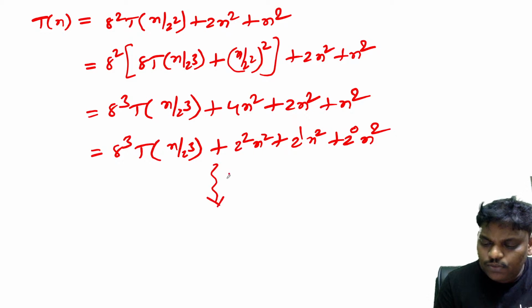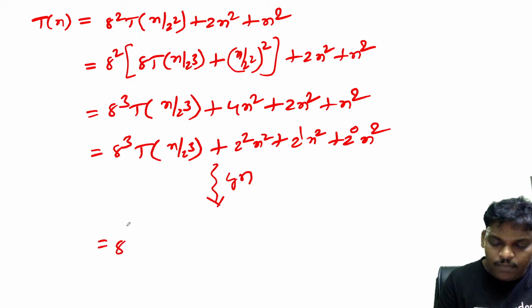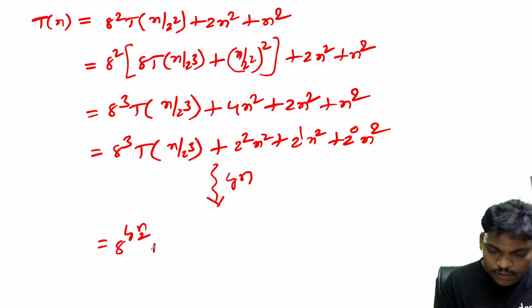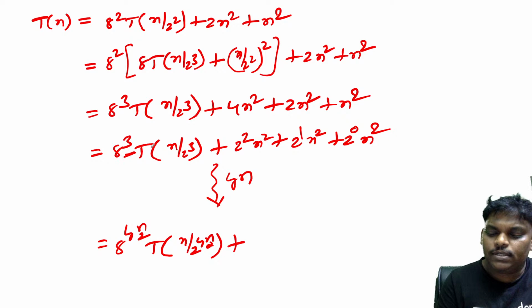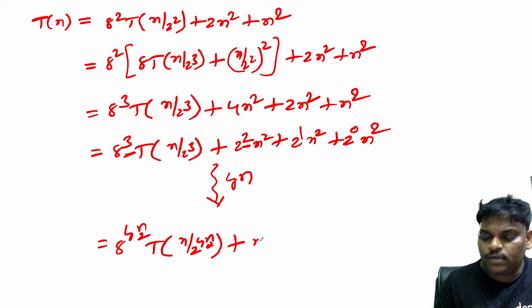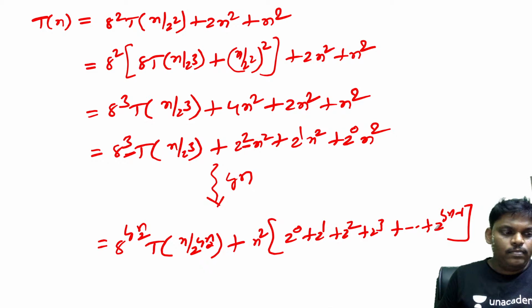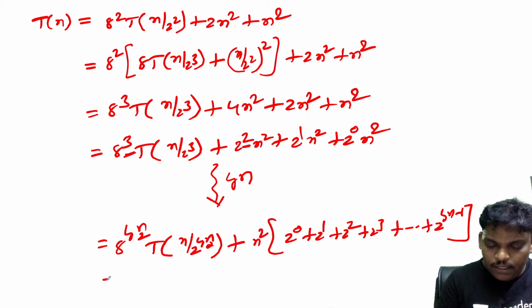If I do this log n times, it becomes 8 power log n base 2 T(n/2 power log n base 2) plus, if it is 3 then it is 2, but for log n it means log n minus 1. Taking n square common, we get 2 power 0, 2 power 1, 2 square, 2 cube, up to 2 power log n minus 1. 8 power log n base 2 means n will come down, 8 will go, so it is n cube.